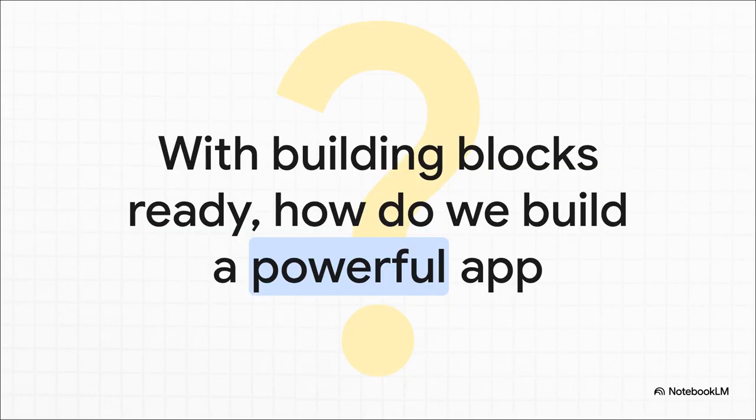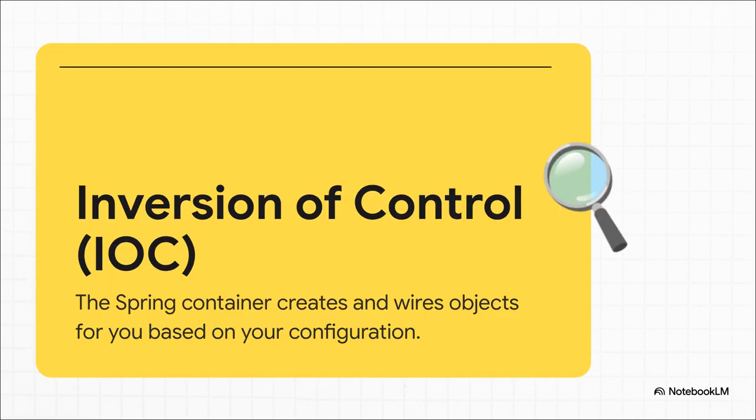Okay, so we've got our Java building blocks. We have classes, we have inheritance, we have polymorphism. That's great. But a pile of bricks doesn't just magically become a house. So how do we actually assemble all these little pieces into a huge, powerful application that can run a business without it turning into a tangled spaghetti monster of code? And this is where the Spring Framework enters the picture. It gives us the blueprint for the house. And its secret weapon is something called inversion of control, or IoC.